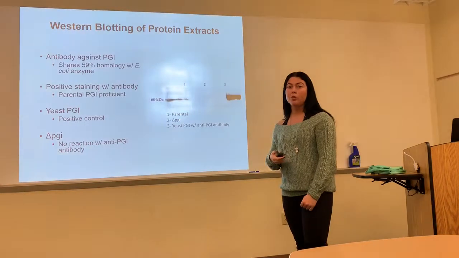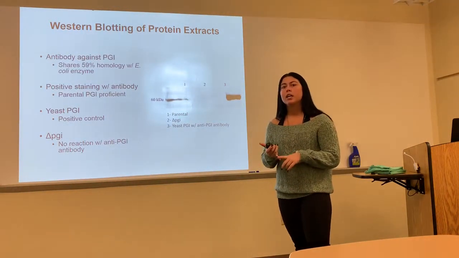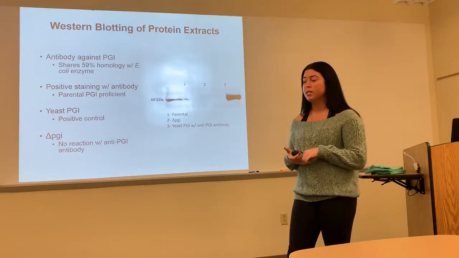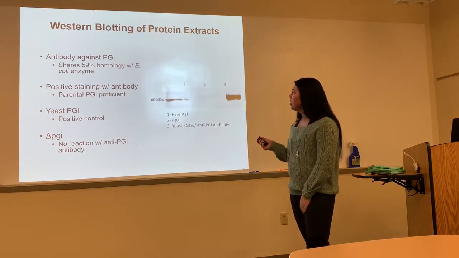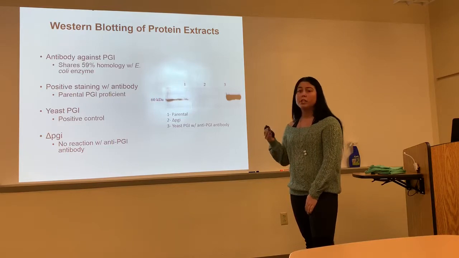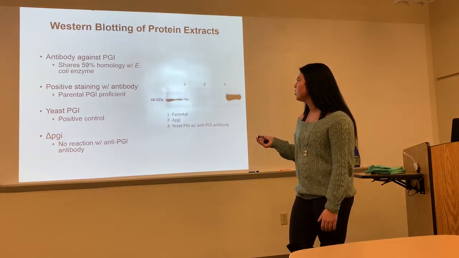Next to the Western blot results, it was important to know they used an antibody against PGI, which shares 59% homology with the E. coli enzyme. They did get some positive results shown here. Under 1 is the parental, like in the last figure, so there was PGI present, so they did expect to see a positive staining result.